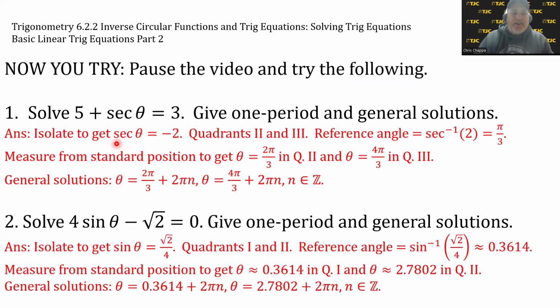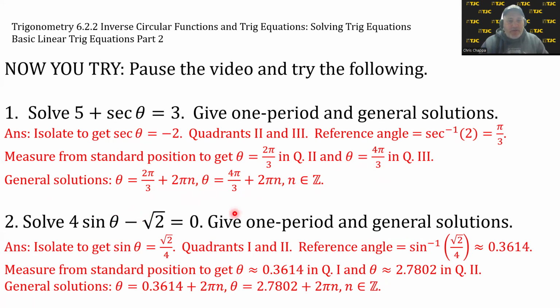For number 1, if you isolate it, you get secant of theta equals -2, which implies quadrants 2 and 3. The reference angle is secant inverse of 2, which is pi over 3. If you had trouble with that, then you could have done cosine inverse of 1/2 by converting secant theta equals -2 to cosine theta equals -1/2. But the reference angle is pi over 3. Double check that. Yes. Measure that from standard position in each quadrant to get 2 pi over 3 and 4 pi over 3. And then our general solutions are those plus the period multipliers.